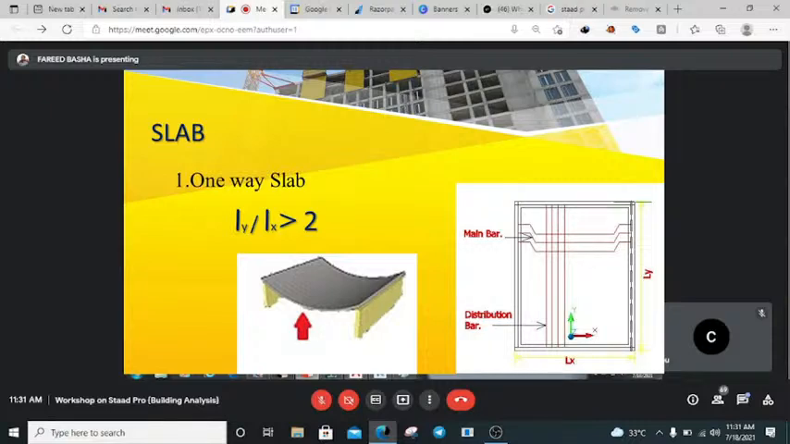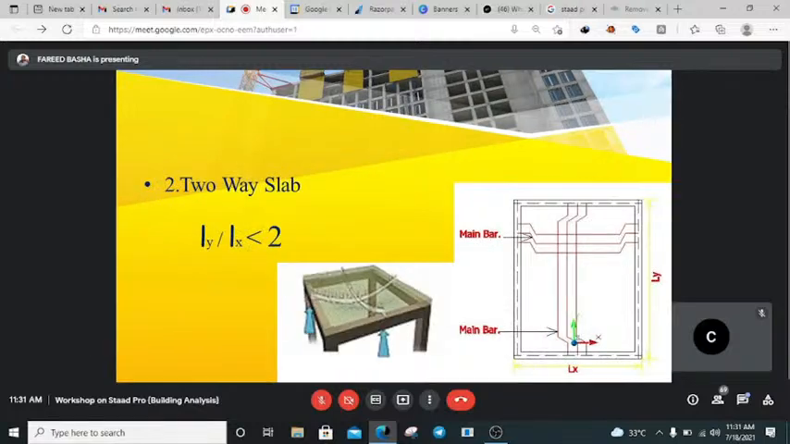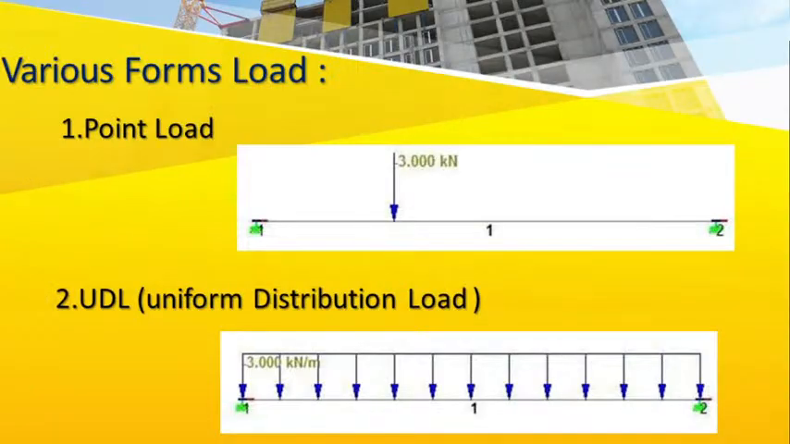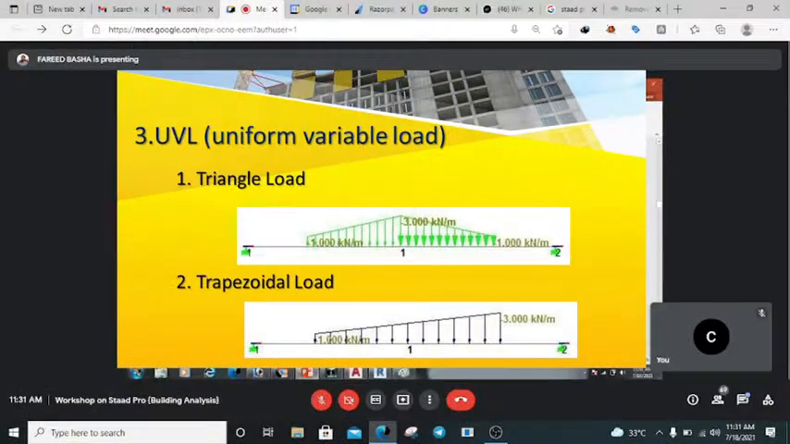If we go to two way slab, we use both sides only main bars, like same dimension and same diameter bar will be used in two directions. So one way slab and two way slab. And various forms of loads we can assign in our Staad Pro. So we can assign point load, we can assign UDL, uniformly distributed load, and we can assign triangular loads and trapezoidal loads also, like uniformly varying loads.